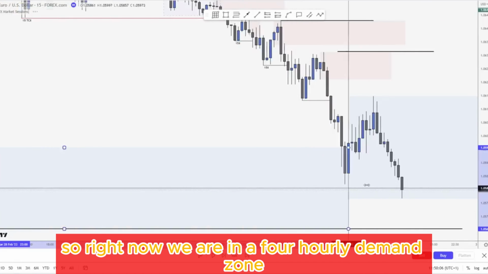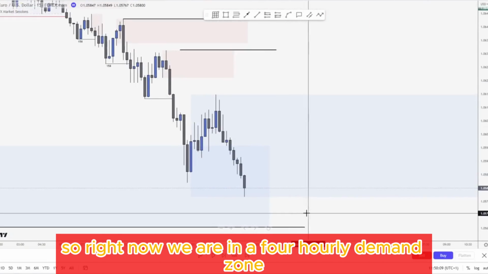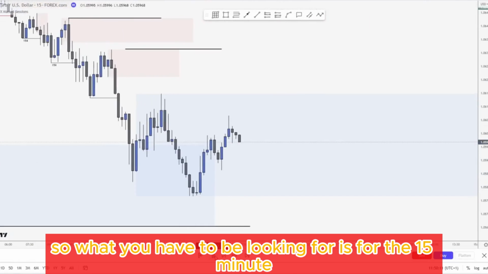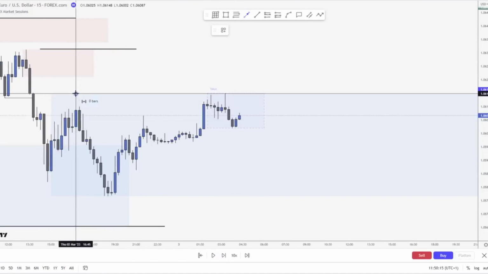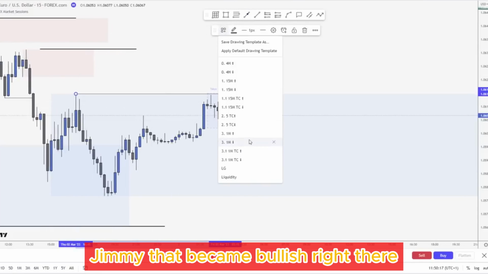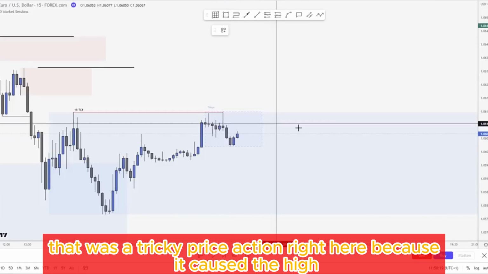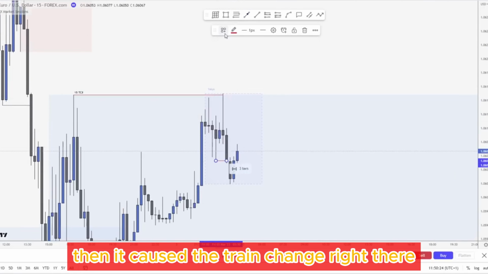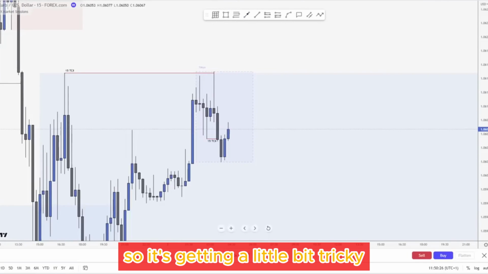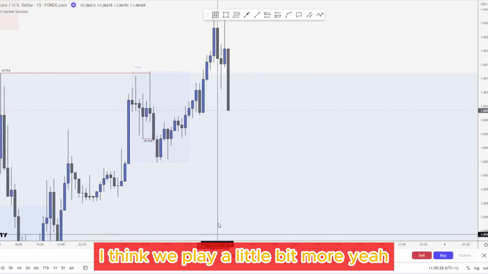Okay? So right now we are in a 4-hourly demand zone. So what you have to be looking for is for the 15-minute to become bullish. Let's see if it actually does. There it is. 2-minute became bullish right there. That was a tricky price action right here because it caused the high. Then it caused the trend change right there. So it's getting a little bit tricky. So the thing to play a little bit more.